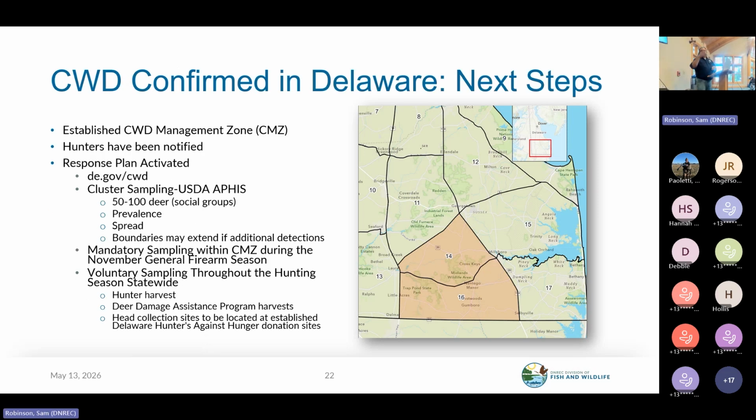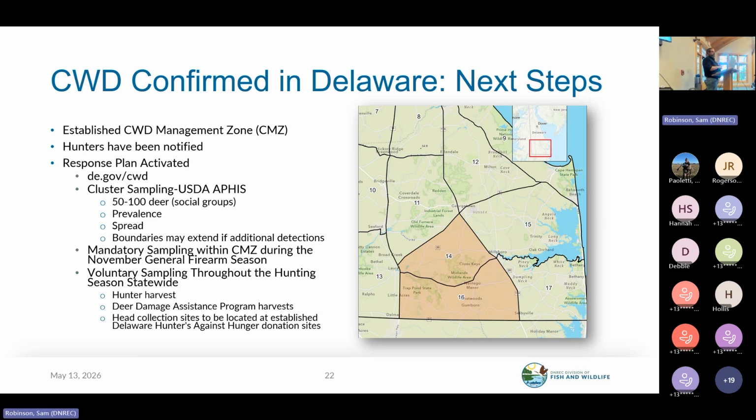All right. So of course, like we said, we've established CWD management zones, or CMZs. Both hunters have been notified and they are aware. We've started a response plan, which has been activated, and which you can see at delaware.gov/CWD.